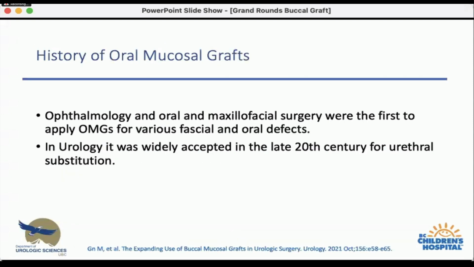Going back in history, oral mucosa has been used as a free graft for over a century. The fields of ophthalmology and oral and maxillofacial surgery were the first to apply oral mucosa graft as a substitute material for various facial and oral defects. In urology, it was not until the late 20th century that oral mucosa graft actually became widely accepted as a suitable replacement for urethral mucosa.